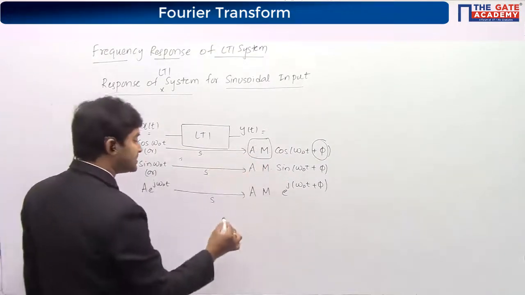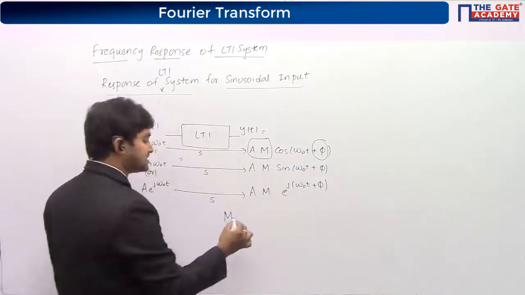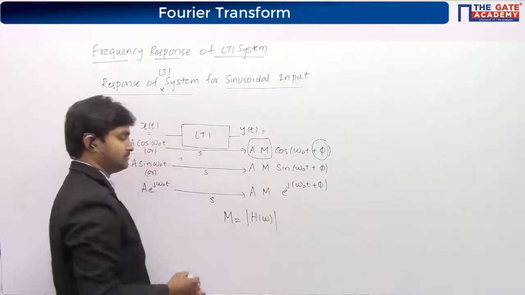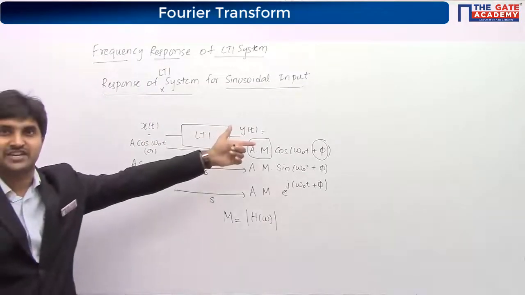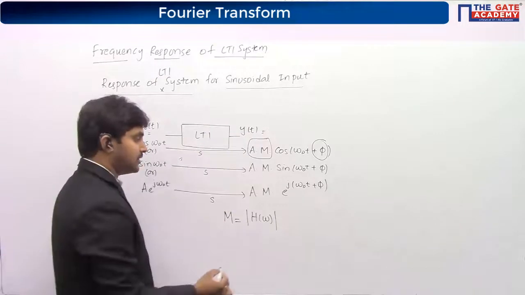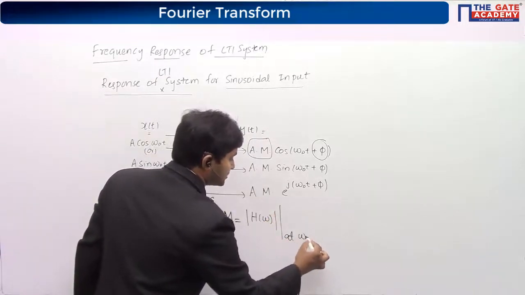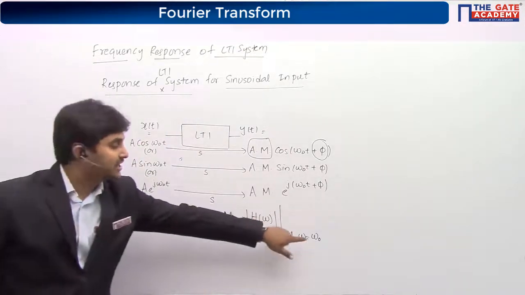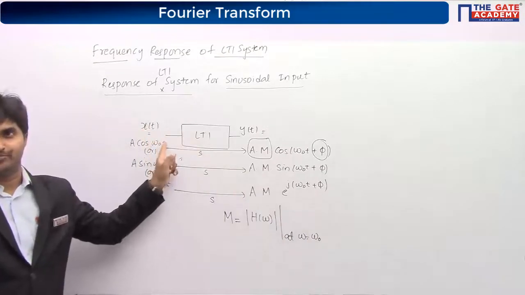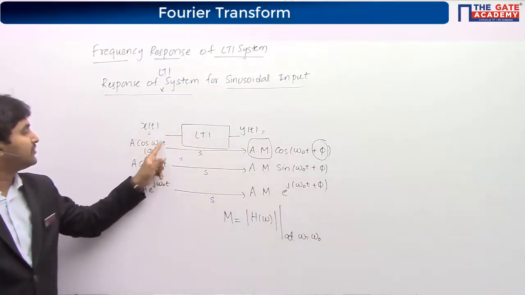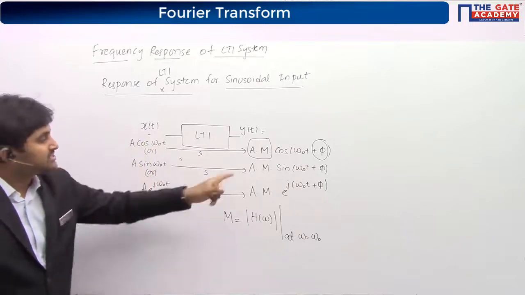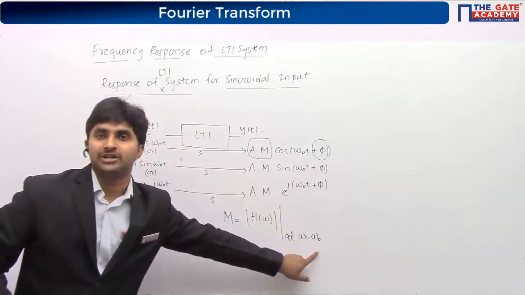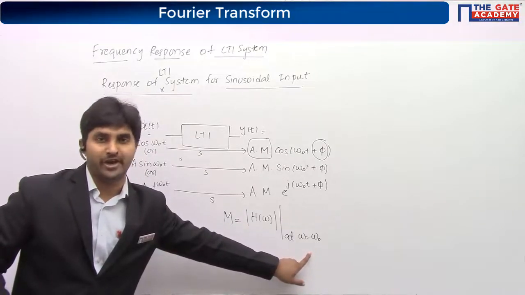Now what is this M called? This M is nothing but the magnitude of H(omega), which is the magnitude response that we have seen, at omega equal to omega naught. What is omega naught? Omega naught is the frequency that you have applied at the input. For example, for cos(omega naught t), the frequency is omega naught. So this M is the magnitude response at the input frequency, omega equal to omega naught.